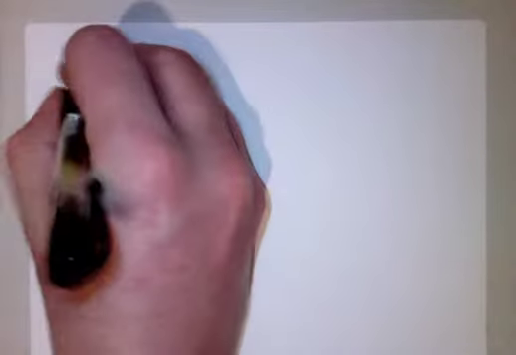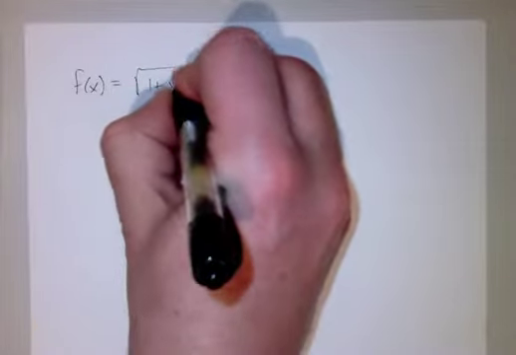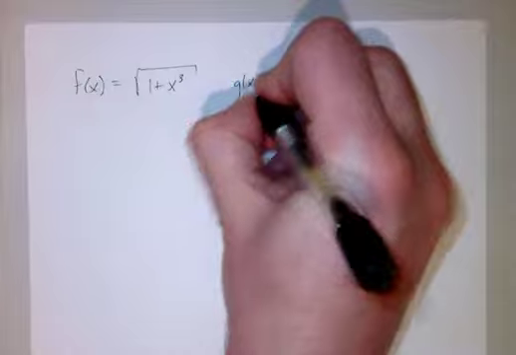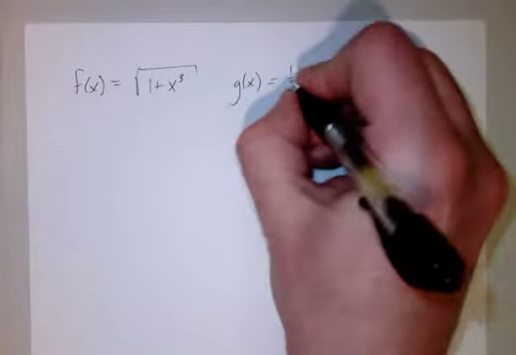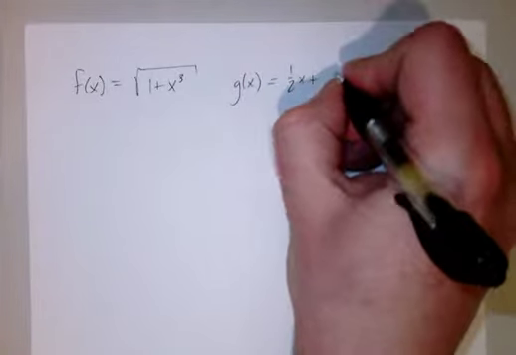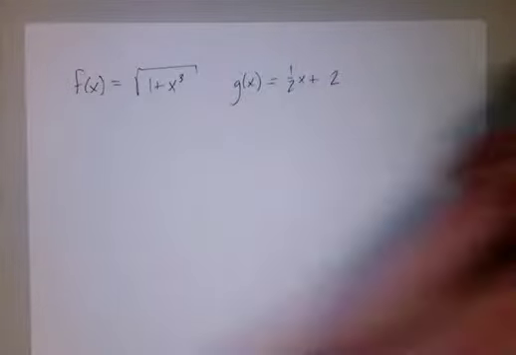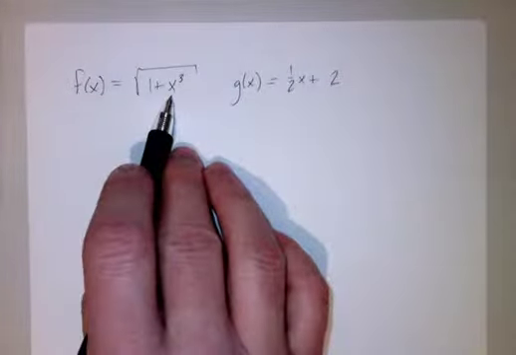Let's say we have f of x is equal to the square root of 1 plus x cubed. That ought to be an interesting looking graph. We already know its domain just by looking at it. Its domain is going to be from -1 to infinity, because basically you can have a negative cube.